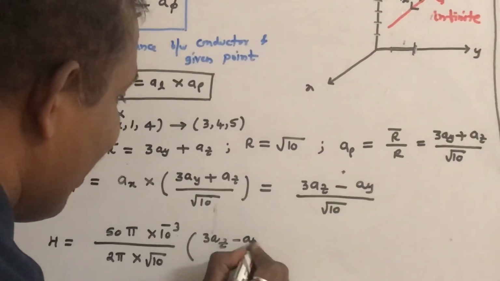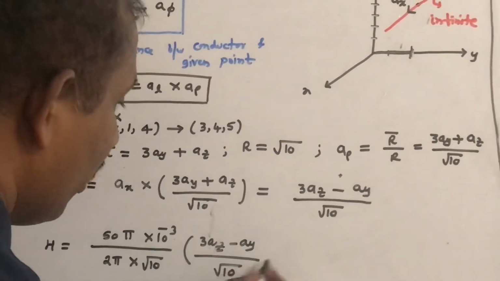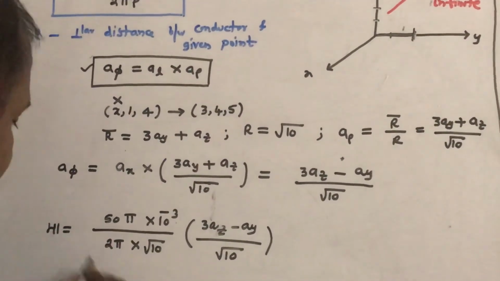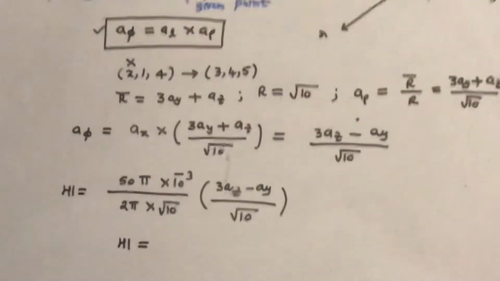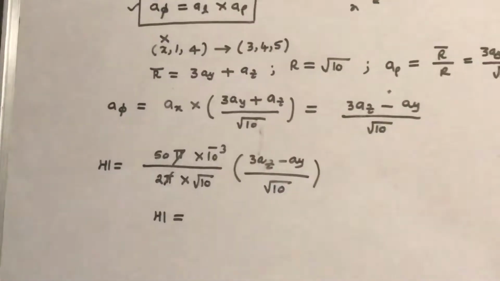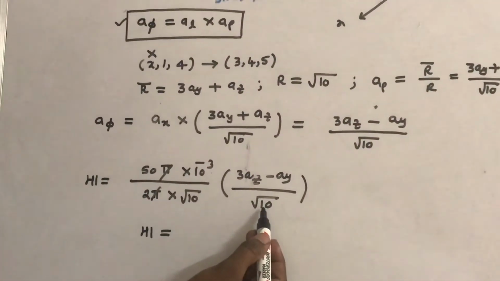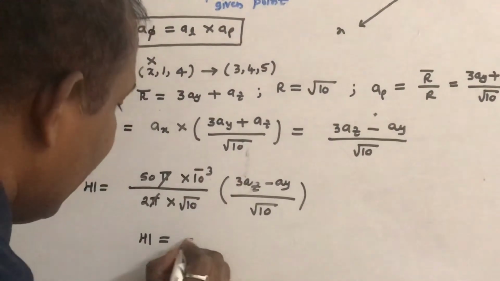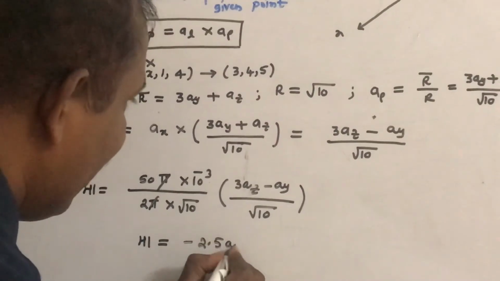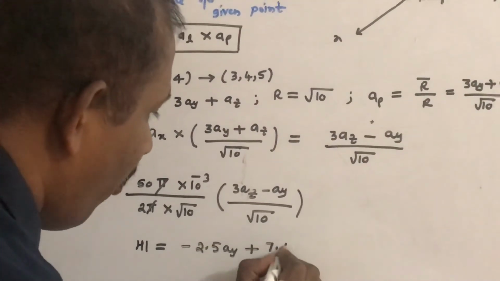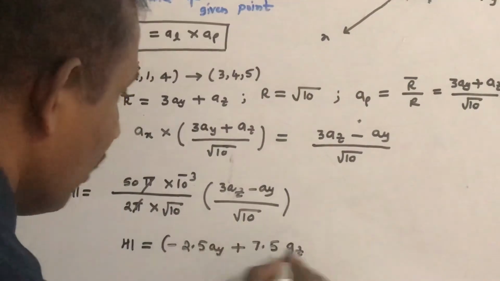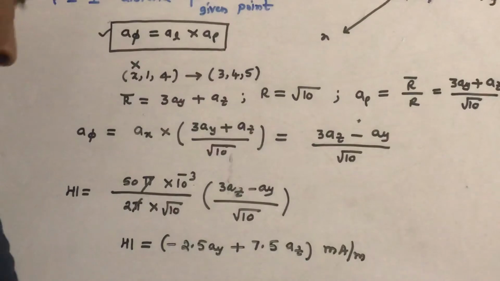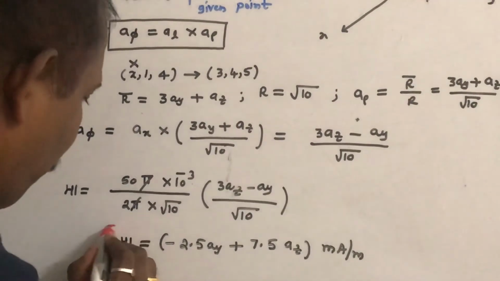3az minus ay by root 10. So if you calculate this, finally you get h1 as, so pi cancels out, root 10 into root 10 will become 10, so 50 by 20 will become 2.5. If you multiply 2.5, it becomes minus 2.5 ay plus 7.5 az. The h unit is ampere per meter, because it is milli, so milliampere per meter. So this is the h1.